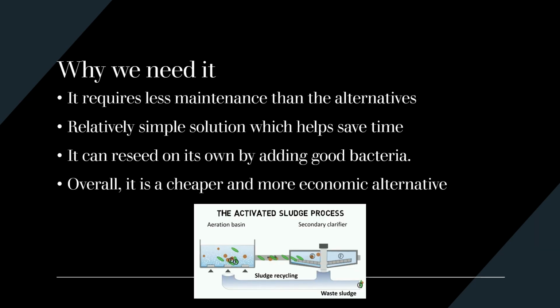So here's why we need activated sludge. It requires less maintenance than alternatives. Relatively, the solution is really simple, which helps save time and money. It can reseed on its own by adding good bacteria, so you won't need as many seed corrections. Overall, it is a cheaper and more economic alternative.